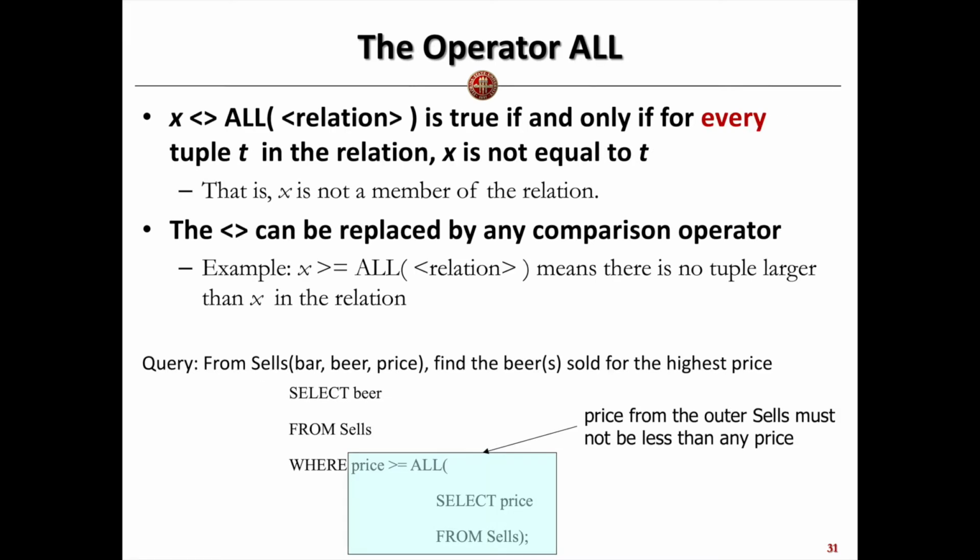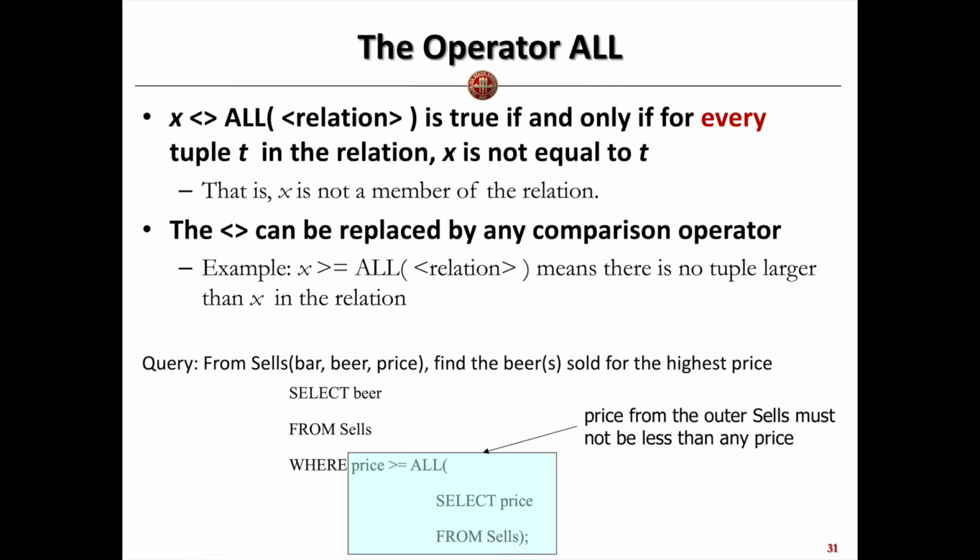Besides ANY, another very similar operator is called the ALL operator. This ALL operator is very similar to ANY, however it conveys very different semantic meanings. The grammar is very similar. We can write x not equals ALL of a relation. It returns a true value if and only if for every tuple t in the relation, x is not equal to t.